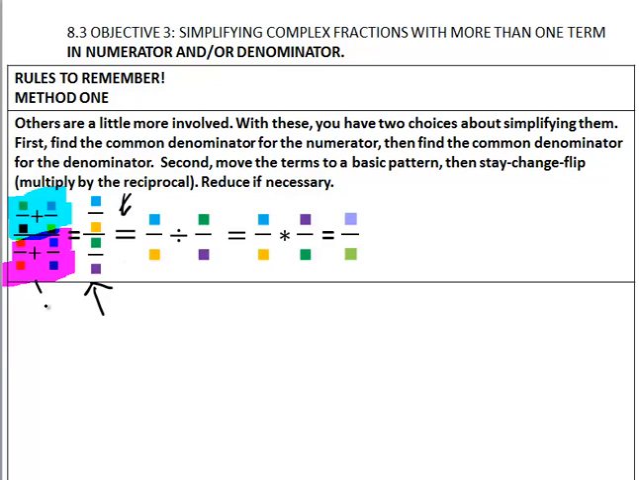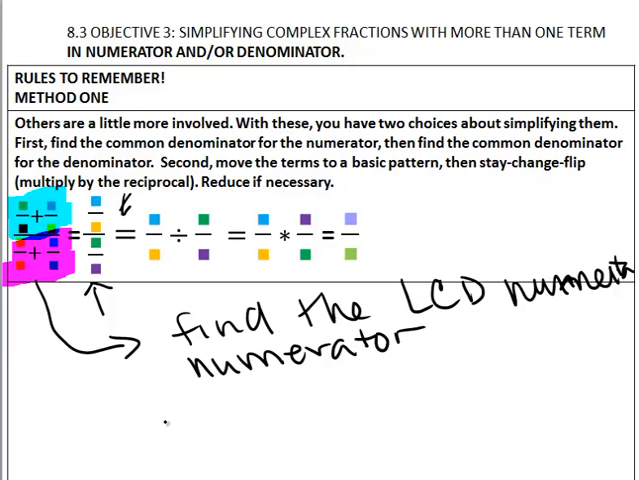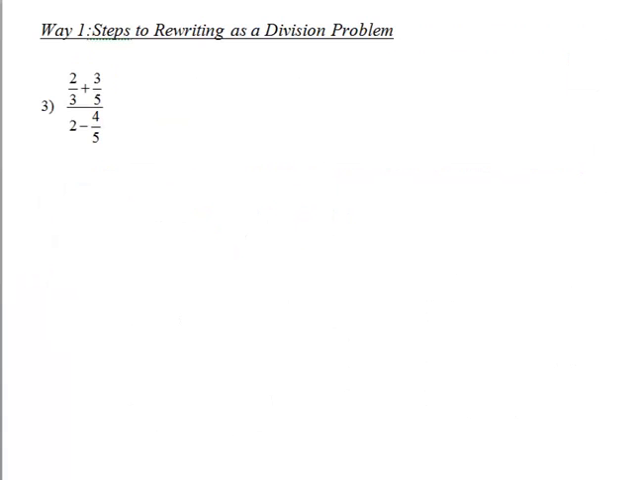So again, the new thing here is to find the common denominator for the numerator, and do the same for the denominator. And then proceed. So let's take a look at one after you finish copying that. So make sure you pause and copy.